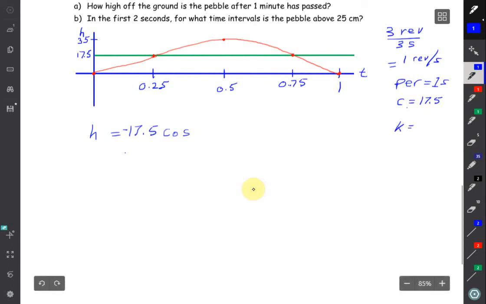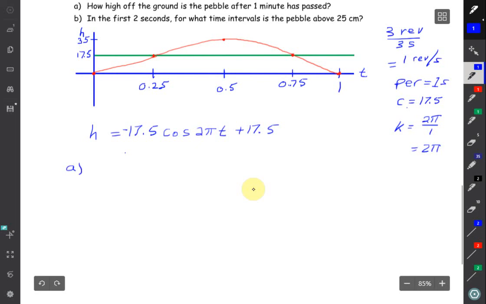So our k value is equal to 2 pi divided by the period, which is 1. And this would make sense that if every rotation is a second, then the k value is just going to be 2 pi, because in terms of circular motion, the full revolution is just 2 pi for every 1 second. And this is t. And then our c value, we said, is 17.5. And then we want to use this equation to answer those questions.